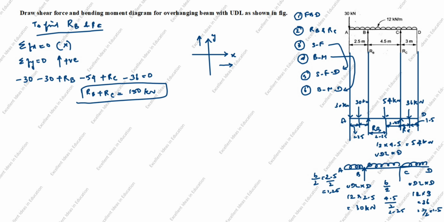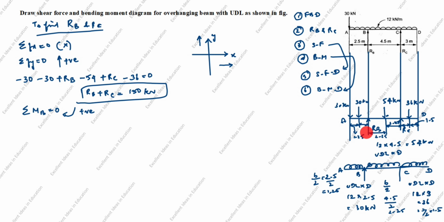Next, we will calculate summation of moment about B is equal to 0. Clockwise is positive. What is the moment formula? Moment is force into perpendicular distance. You see the force at B, if you apply the moment at point B, that moment should be 0. Why? The distance of the point is 0. You see no distance is there. So RB into 0 is 0. The moment also is 0.